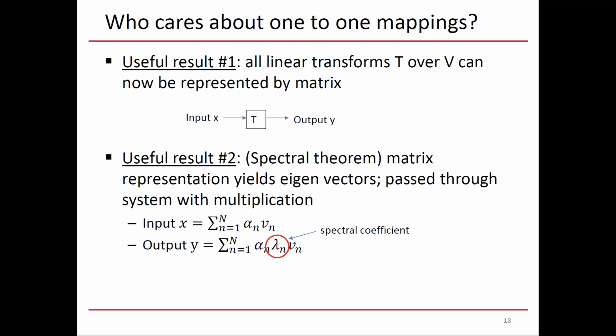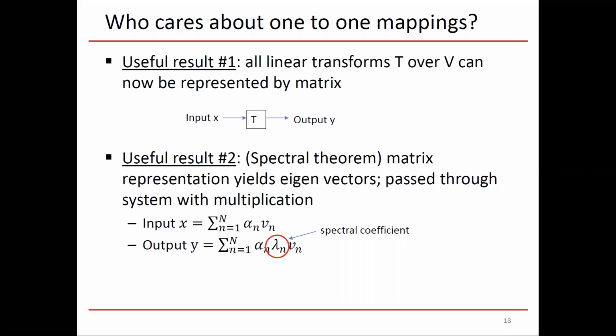A second result is the spectral theorem. The matrix representation yields eigenvectors. Eigenvectors have the property that when we pass them through the system, they're merely amplified. They may be amplified by a number that's greater than 1 in magnitude or less than 1, so attenuation or magnification. There may be a phase shift, but overall, all that happens to these eigenvectors is that they're amplified.